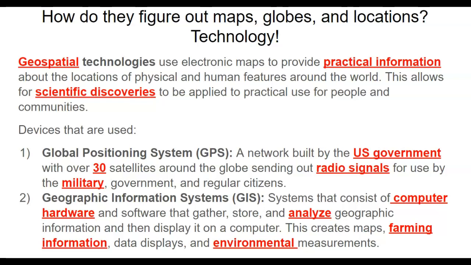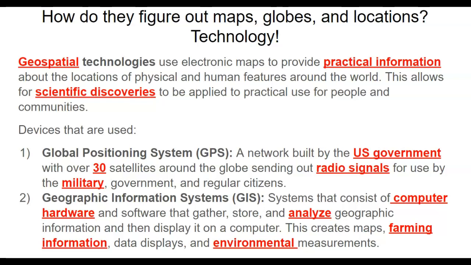We also have a Geographic Information System, or GIS. These are systems that consist of computer hardware and software that gather, store, and analyze geographic information and then display it on a computer. This creates maps, farming information, data supplies, and environmental measurements. So it can tell us things like weather, or for instance, help people who research things in the ground that may be buried from ancient times to map that out.